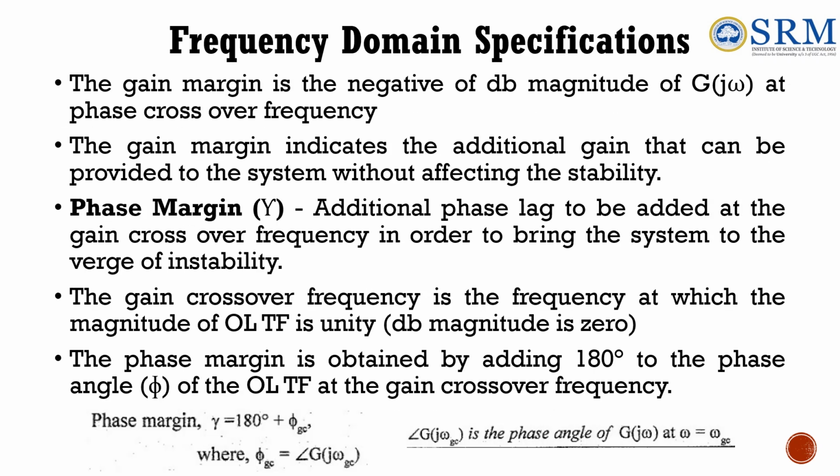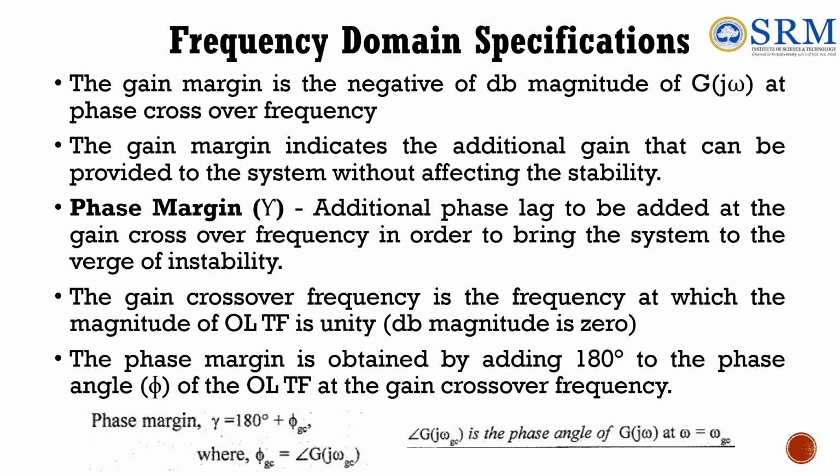The gain margin is the negative of the dB magnitude of G of j omega at the phase crossover frequency. So the gain margin indicates the extra gain the system can handle before becoming unstable.